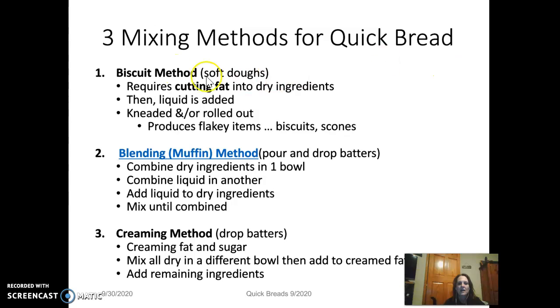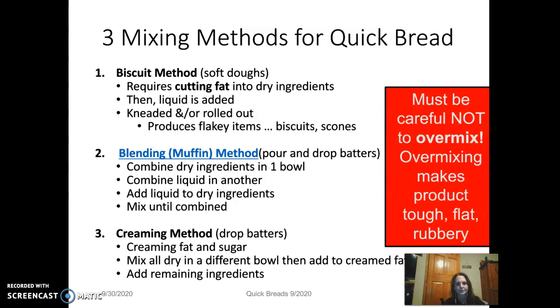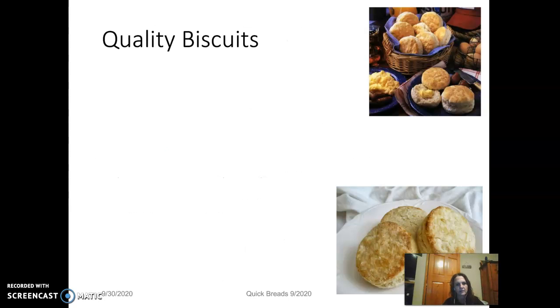When we do our griddle cakes, our crepes, and our pancakes, you're going to be using the blending or muffin method of mixing. Again, you have to be careful not to overmix, because overmixing makes the product tough, flat, and rubbery. We don't want that in quick breads.